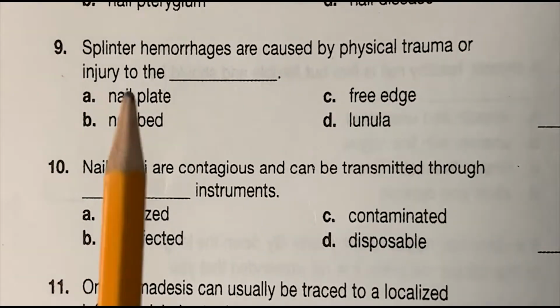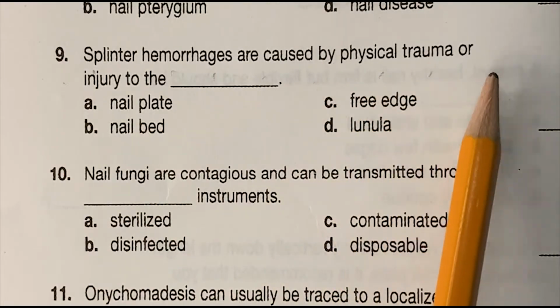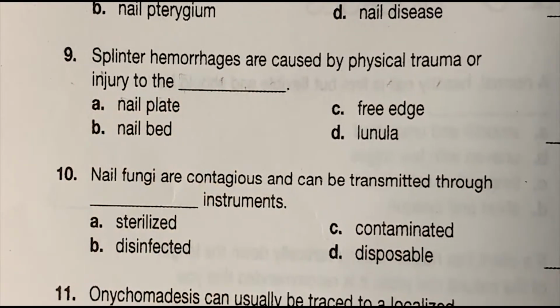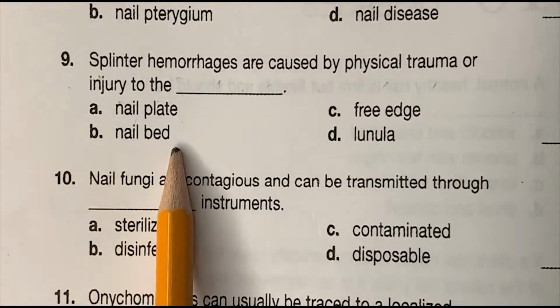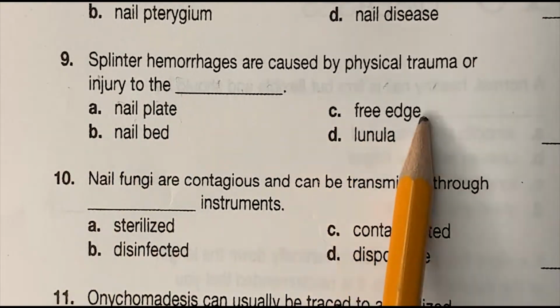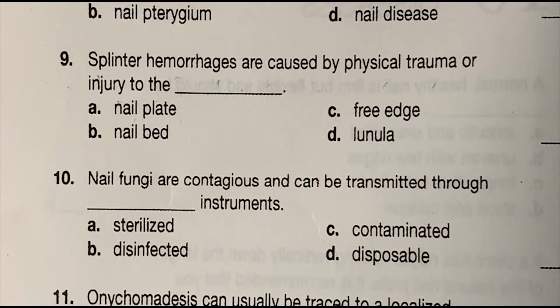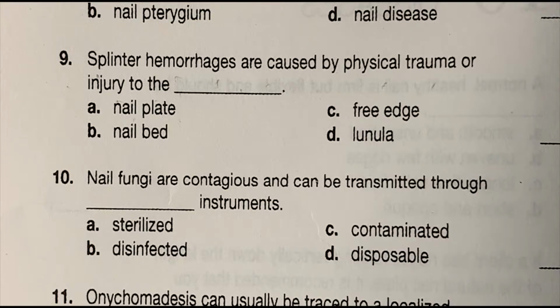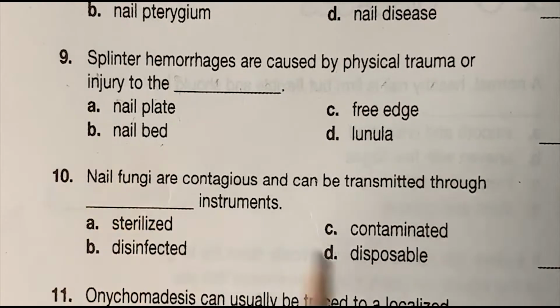Number 9, splinter hemorrhages are caused by physical trauma or injury to the blank. Is it A, nail plate, B, nail bed, C, free edge, or D, lunula? And your correct answer is B, nail bed.